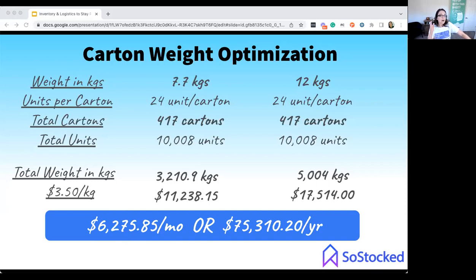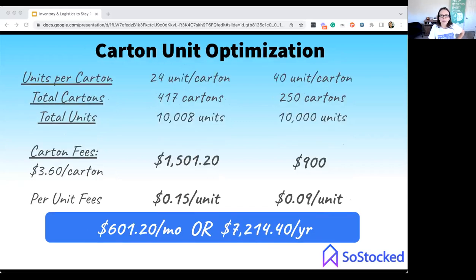So let's say the minimum weight was 12 kilograms, and we had cartons at 7.7 kilograms, which essentially was 10,000 units. And we were going to be charged as if every one of those cartons was 12 kilograms, even though it wasn't. This was going to mean over $6,000 for this monthly shipment, or if you multiply it over a year, $75,000 per year. It's a significant cost in terms of just weight optimization.